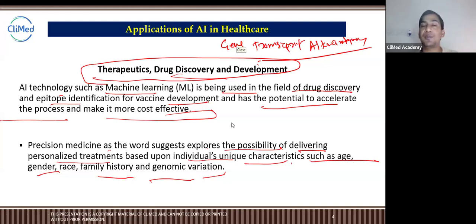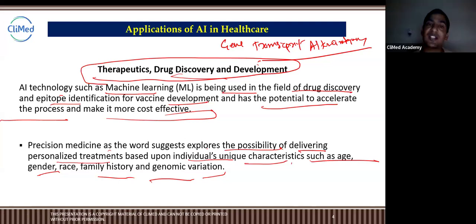Okay, how will it help the upcoming generations? Suppose the person has a specific disease, a specific gene-related disease.